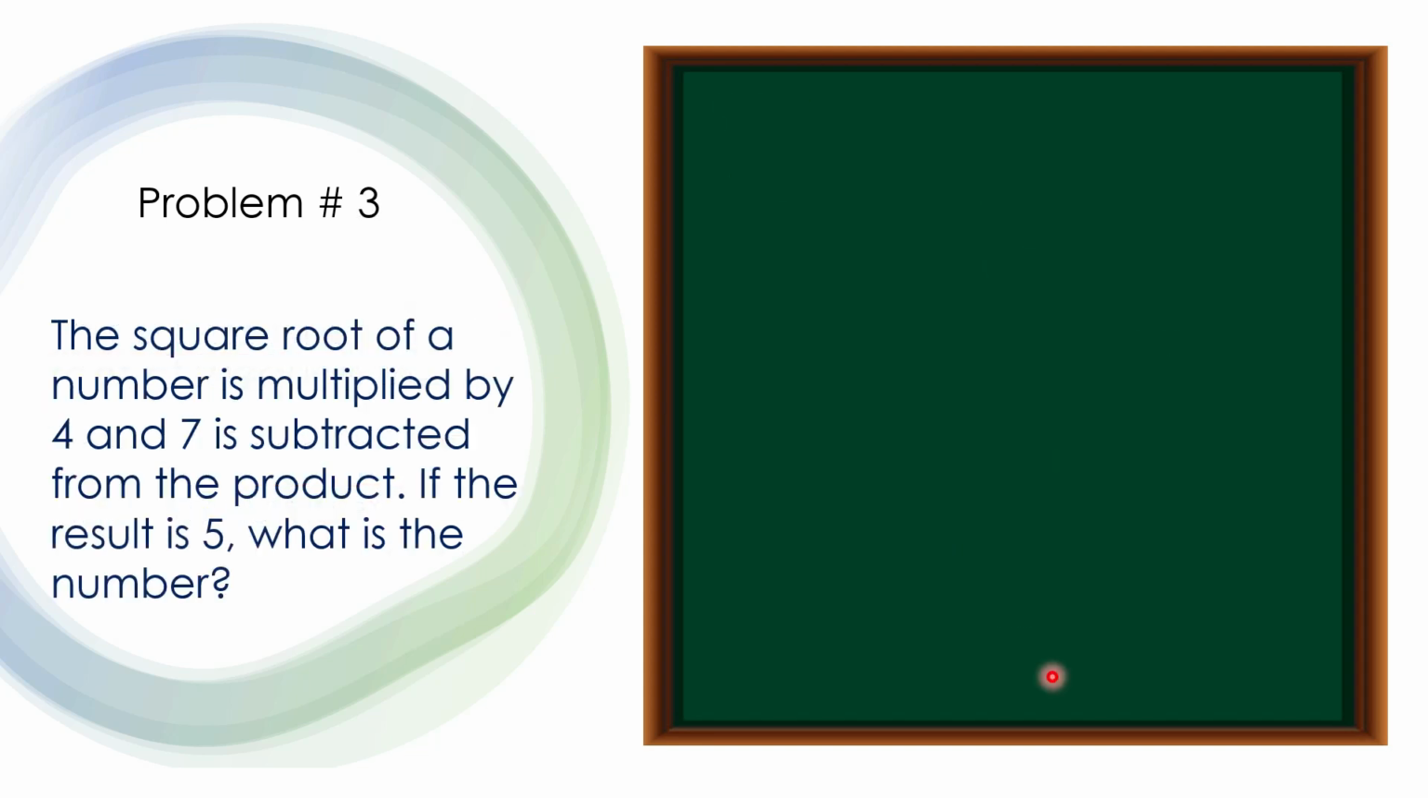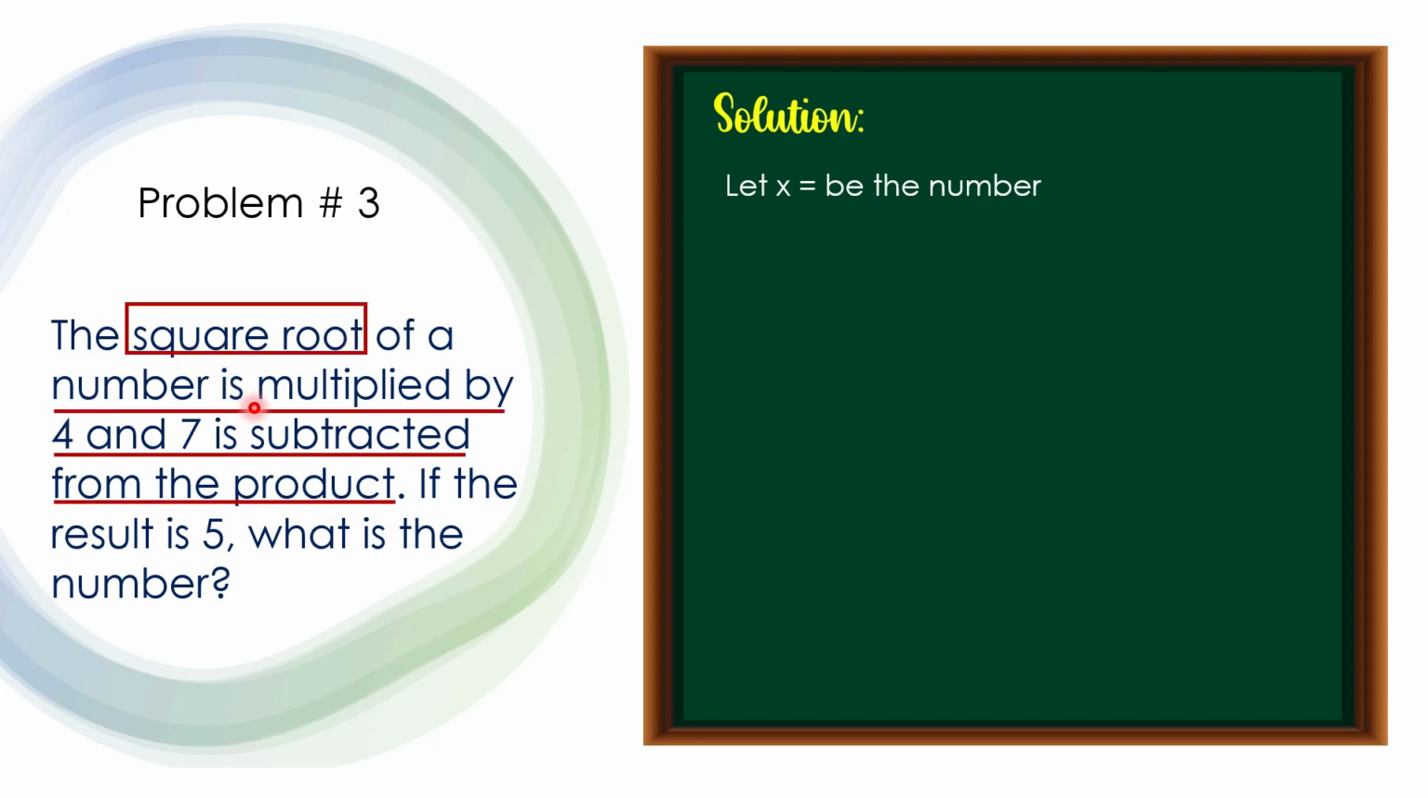Let's have problem number 3. The square root of a number is multiplied by 4 and 7 is subtracted from the product. If the result is 5, what is the number? So from our solution, once again, we will let x be the number, since in our problem you are asked for the number. And let us have our keyword. It says here that the square root of a number is multiplied by 4 and 7 is subtracted from the product, in which this should be equal to 5.